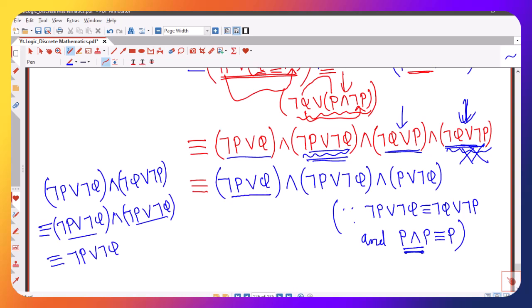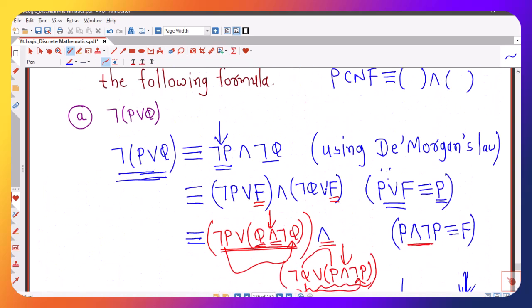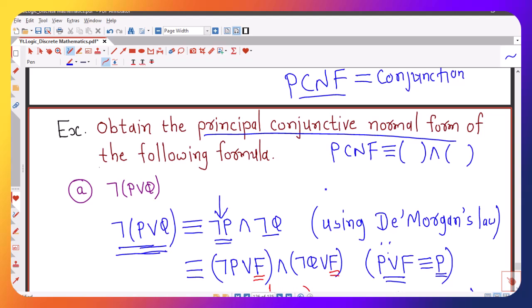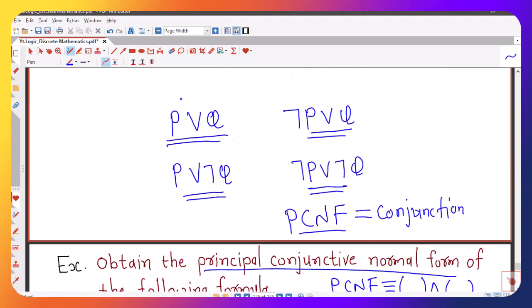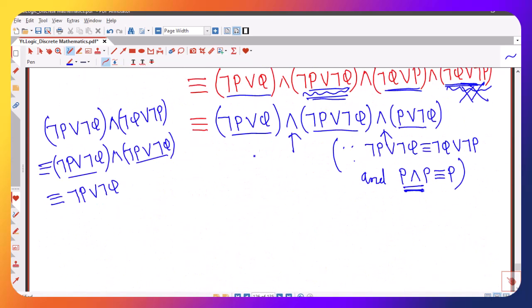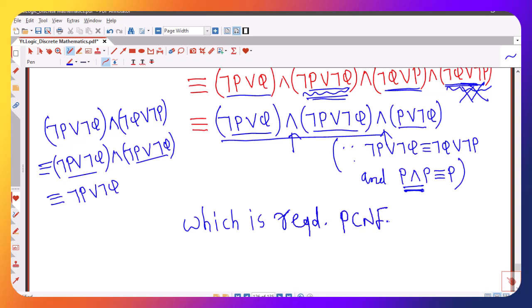Now you can see here all of these are max terms and they are connected by conjunction. Therefore this is a conjunction of max terms only, and therefore it is the required principal conjunctive normal form. We have conjunction of these max terms only in this line. So finally we have obtained our principal conjunctive normal form.